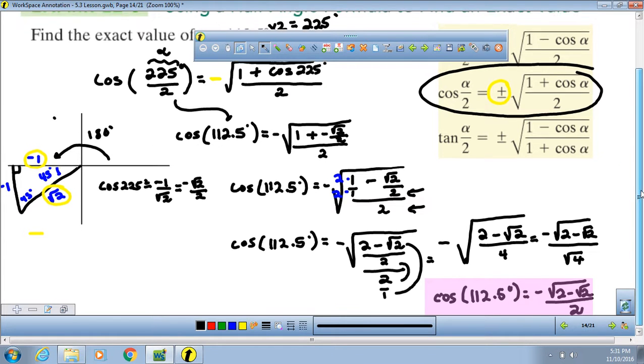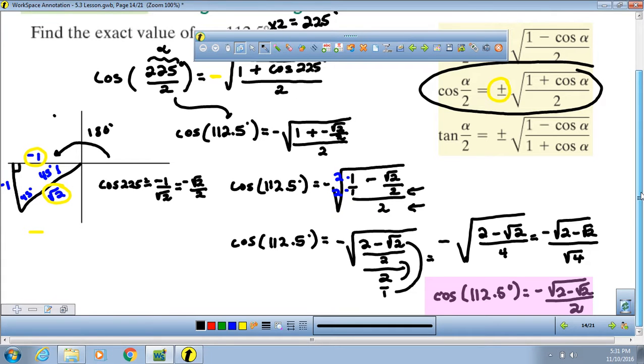Once again, revise this problem, and I made sure that I drew everything as possible. If you have any questions in class, you let me know.